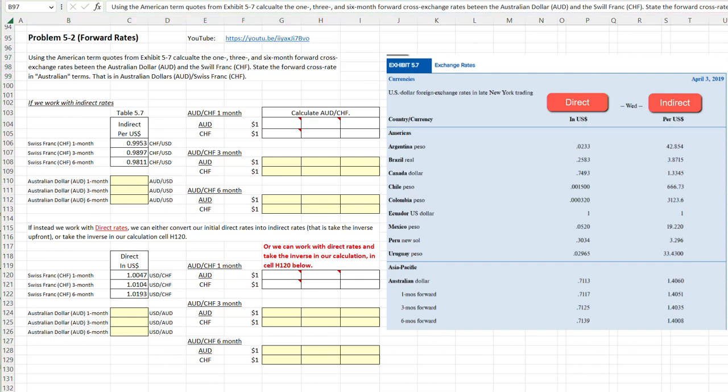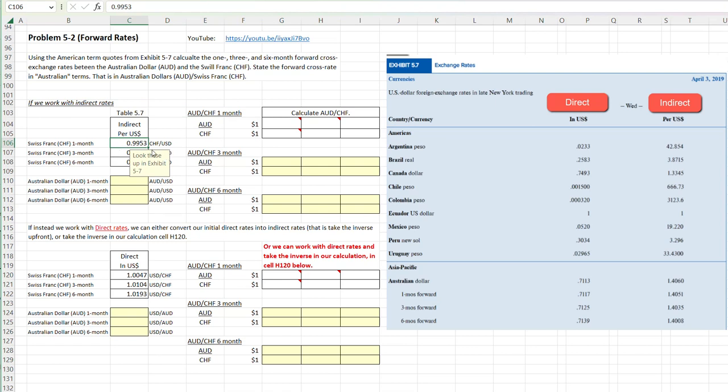We're asked to state the forward cross rate in Australian terms, that is, Australian dollars per Swiss franc. Recall, we can either buy foreign currencies today in the spot market, or we can enter into agreements to purchase foreign currency in the forward market. Let's take a look at the indirect and direct exchange rates for the US dollar and the Swiss franc. 1 month from now, $1 will purchase 0.9953 Swiss francs. 3 months from now, it will only purchase 0.9897 Swiss francs. And 6 months from now, $1 will only purchase 0.9811 Swiss francs.